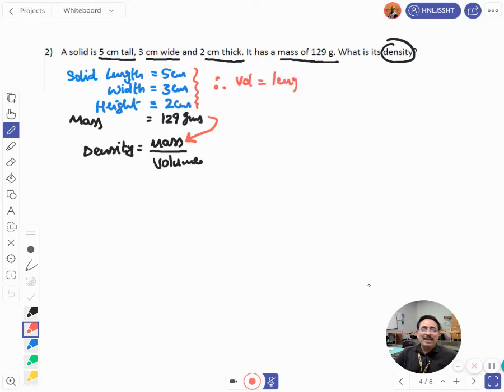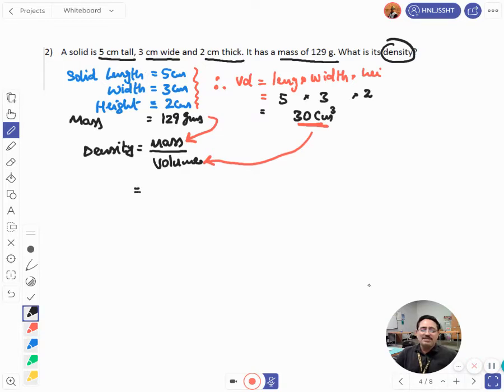Volume is length times width times height. So let me plug in these numbers, which is 5 times 3 times 2. 5 times 3 is 15. 15 times 2 is 30, and the units are cubic centimeters. Whatever the volume is, that goes to the denominator here. Now just plug in these numbers. Mass is 129 grams and volume is 30 cubic centimeters.